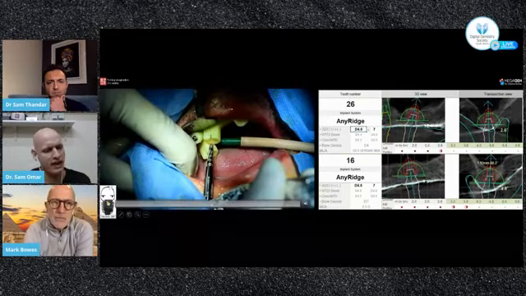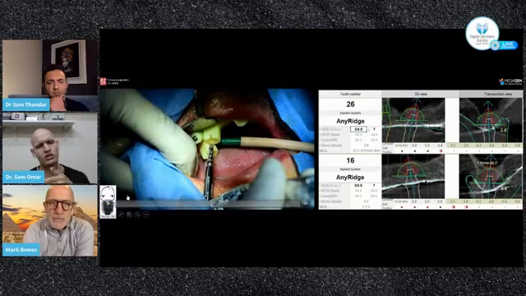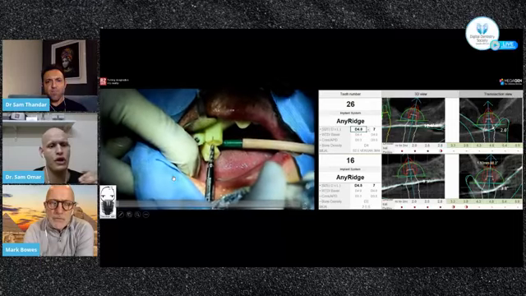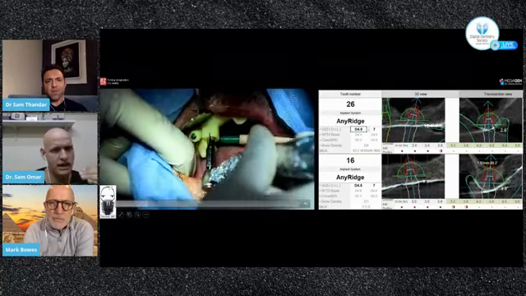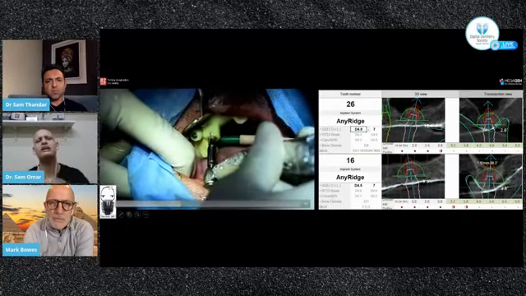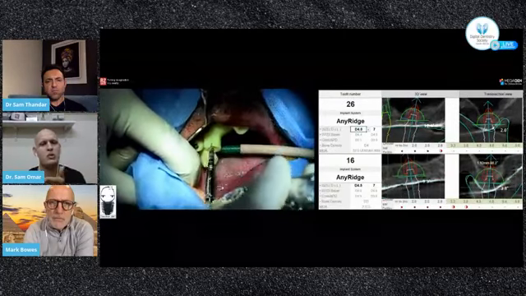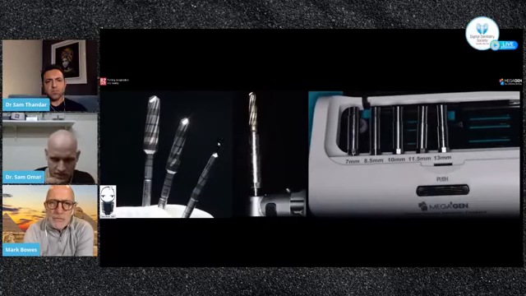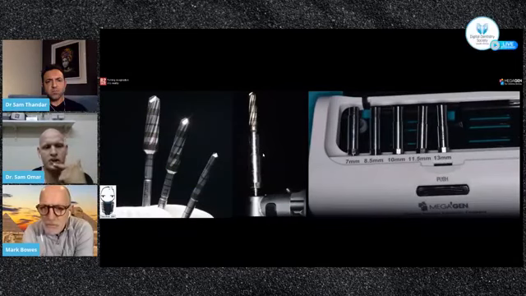Together with Megagen, we developed this kit in order for you to use the Versa Guides guide, the Versa drills guided, the osteodensification burs. So these extenders that we're testing right now allow us to do a completely guided sinus lift. That's what we used in this case right here. This is the kit on the right side, and these are the burs on the left side.